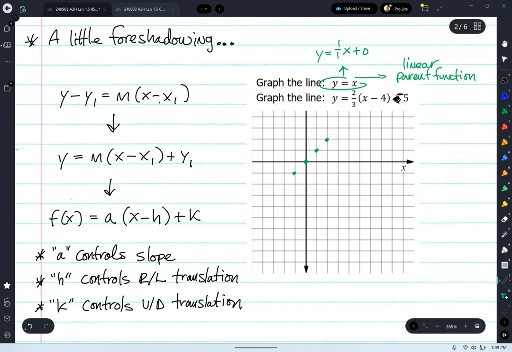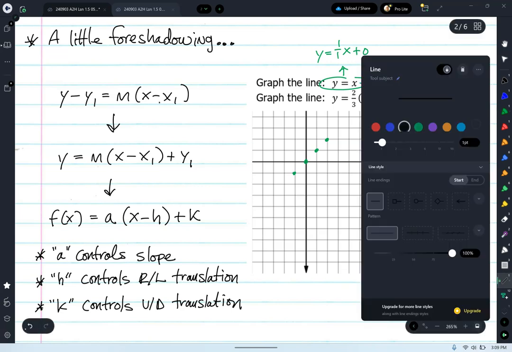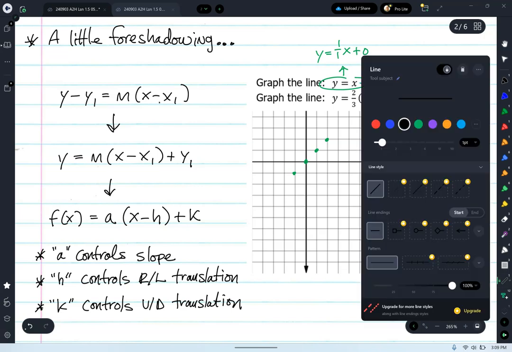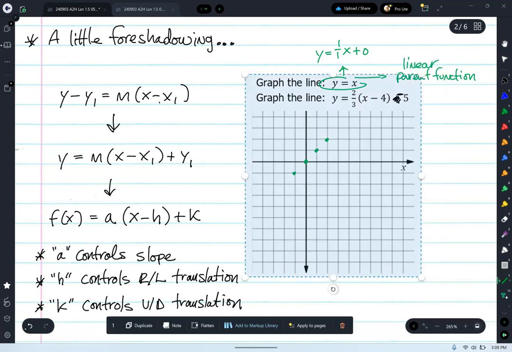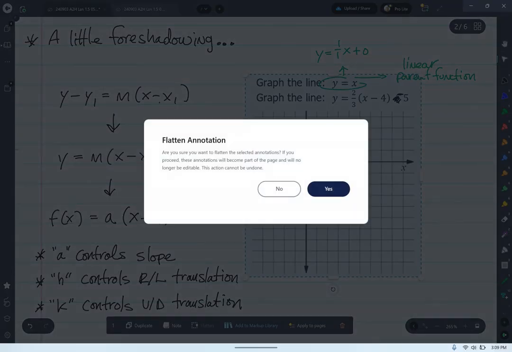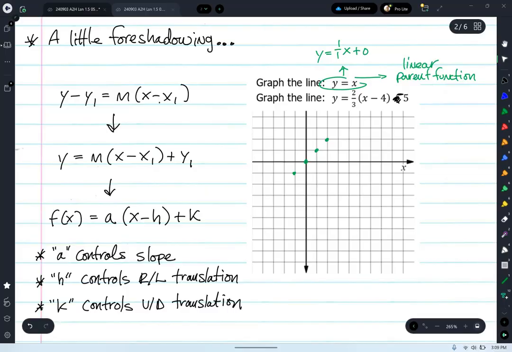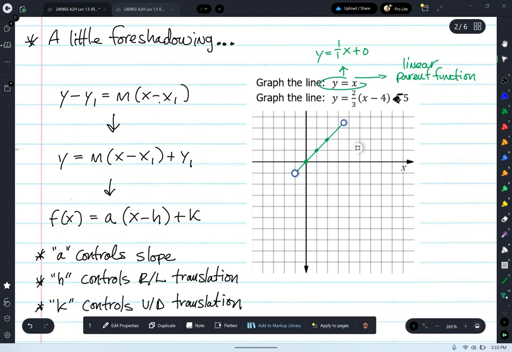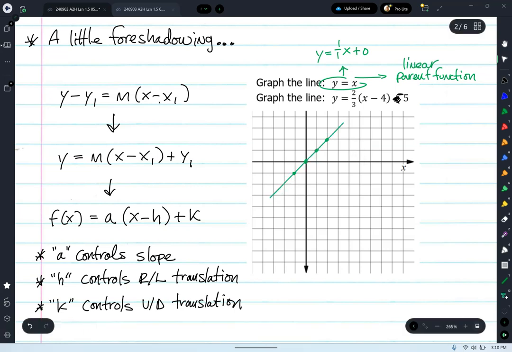I'm going to change my little color here. And we're going to draw that line on our graph. I'm going to flatten my thing so I can work on it here. So we'll go like this. No, that's not what I wanted to do. Okay, so I'm going to go like that. And then I'm going to extend the line in both directions for a little bit. So I got some line to work with here.